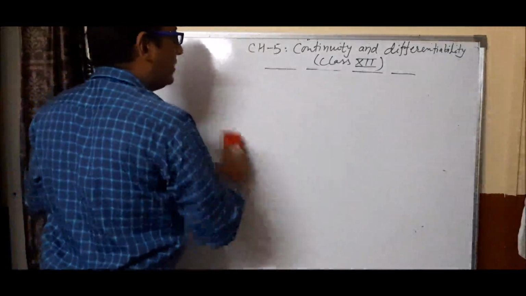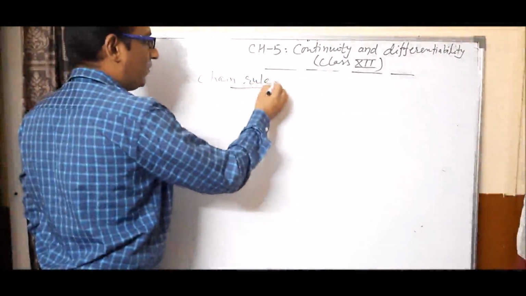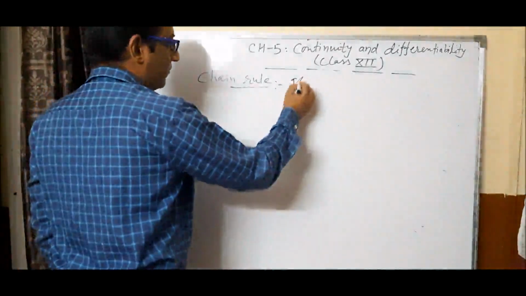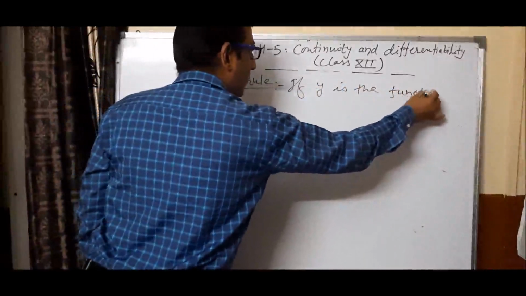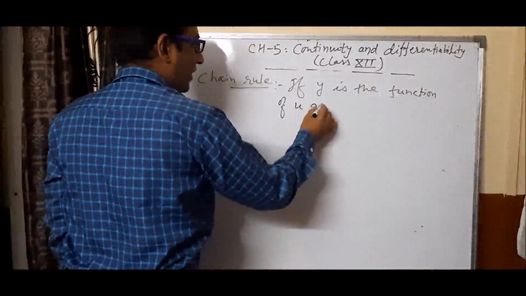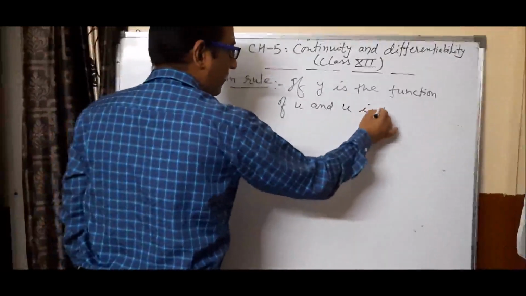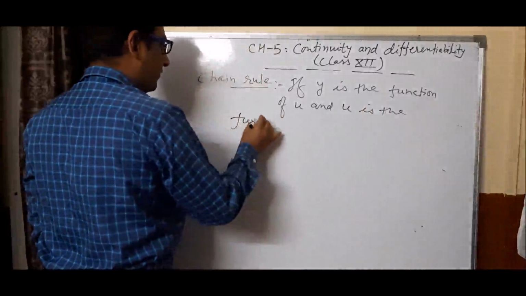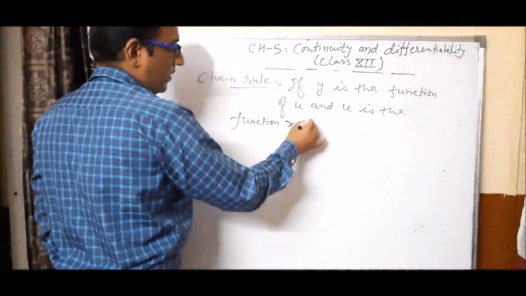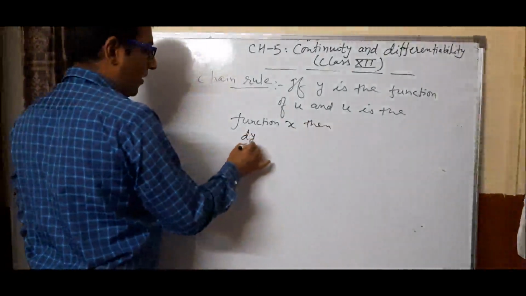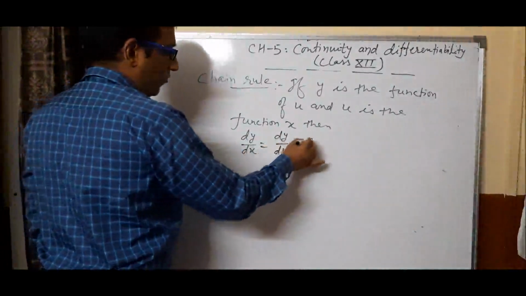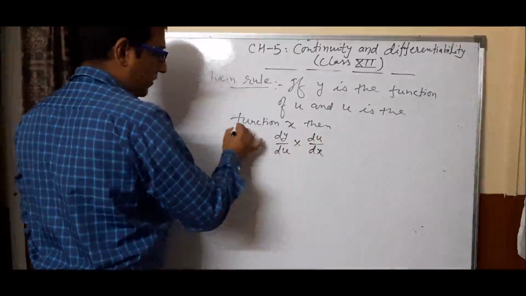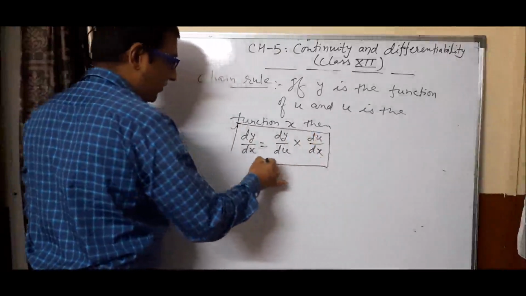After composite function, we will continue with one more method, that is known as chain rule, one of the important methods. So what is the meaning of chain rule? We can say if y is a function of u and u is a function of x, then dy by dx equals dy upon du into du upon dx. So this is the formula related with chain rule.